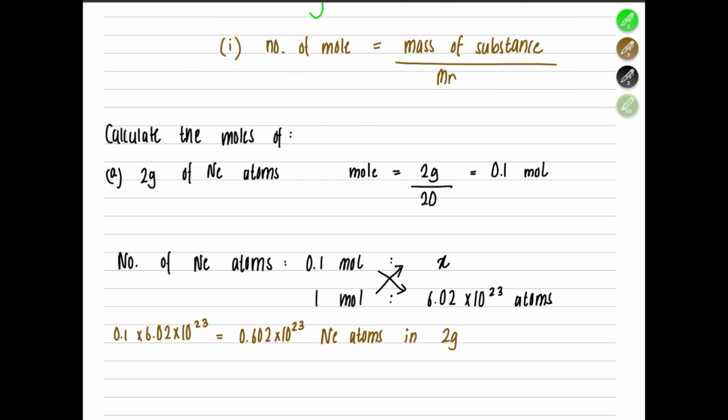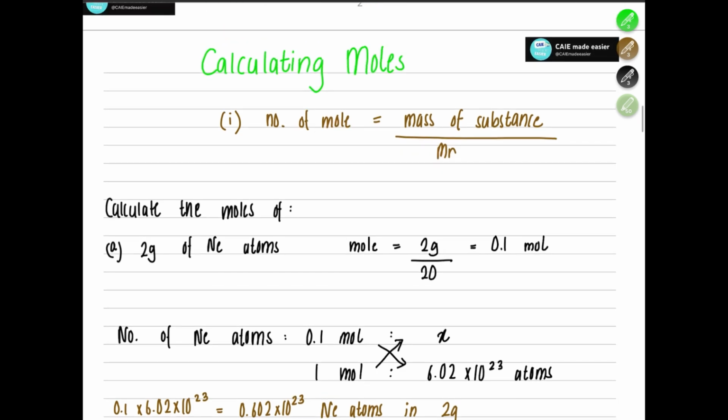So using this formula, you can calculate the number of moles. You can even calculate the mass of substance. When you multiply moles times MR, that is going to be the mass, and you can even find MR. You just have to move the equation. Now first we calculate the number of moles.